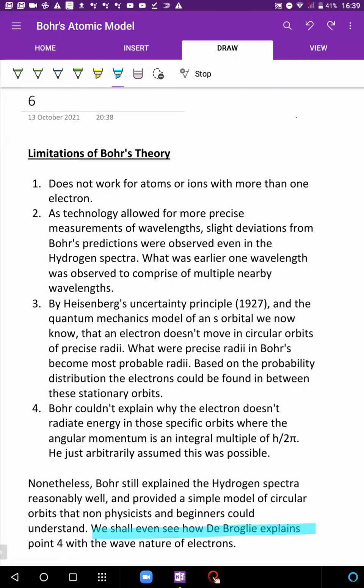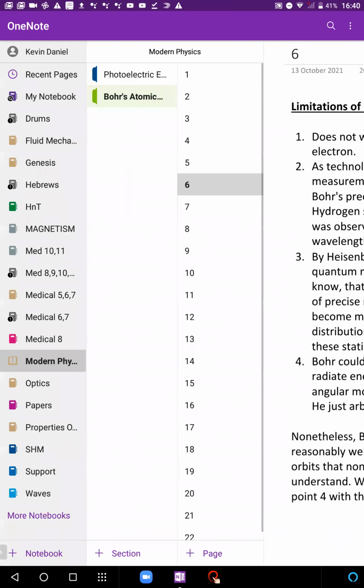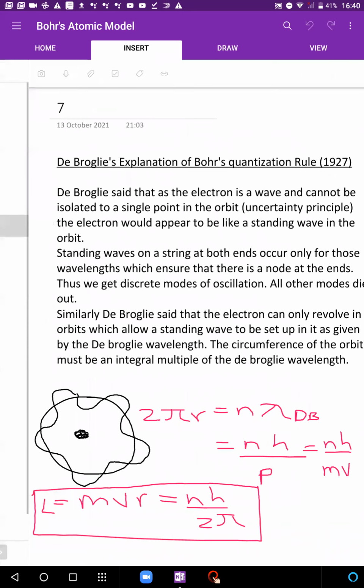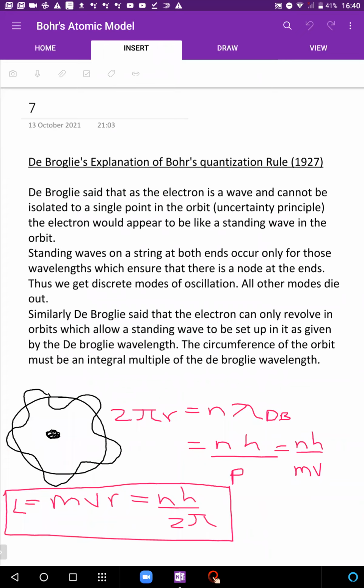Moreover, we shall even see how de Broglie explains point 4 with the wave nature of electrons. It's quite interesting that this result, integral multiple of h by 2 pi, can actually be explained and justified with the wave nature of electrons. So if nobody has anything to add, feel free to ask doubts. Feel free to add. Even my knowledge in this area is limited, but of course I'm learning some things from you guys as well.